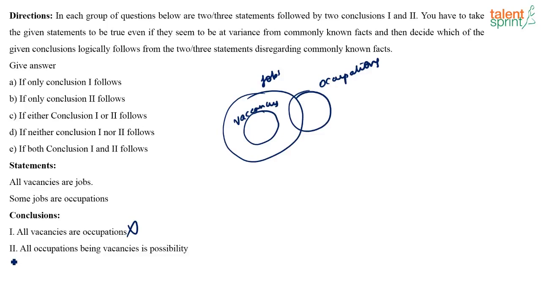Look at the second one. All occupations being vacancies is a possibility. Yes, definitely, right? Occupations and vacancies can be like this also. Everything can be one single set also. So definitely conclusion 2 is a possibility. It's not a definite conclusion, but it's definitely a possibility. So only conclusion 2 follows, that is option B.